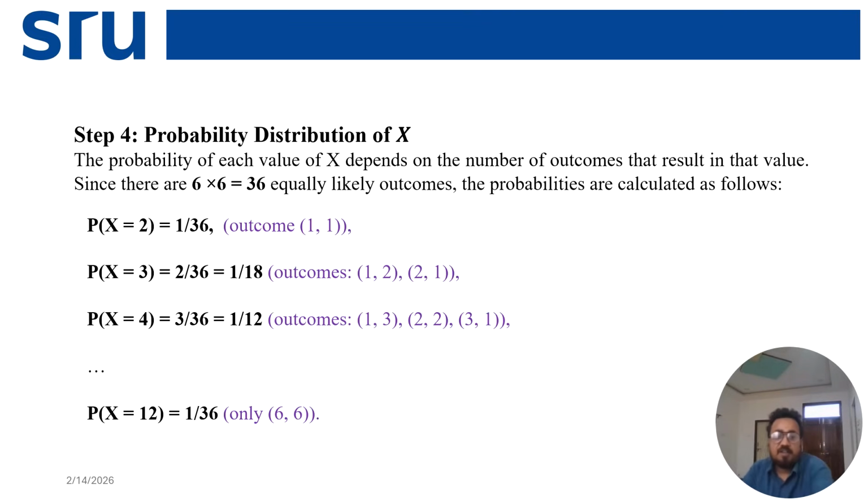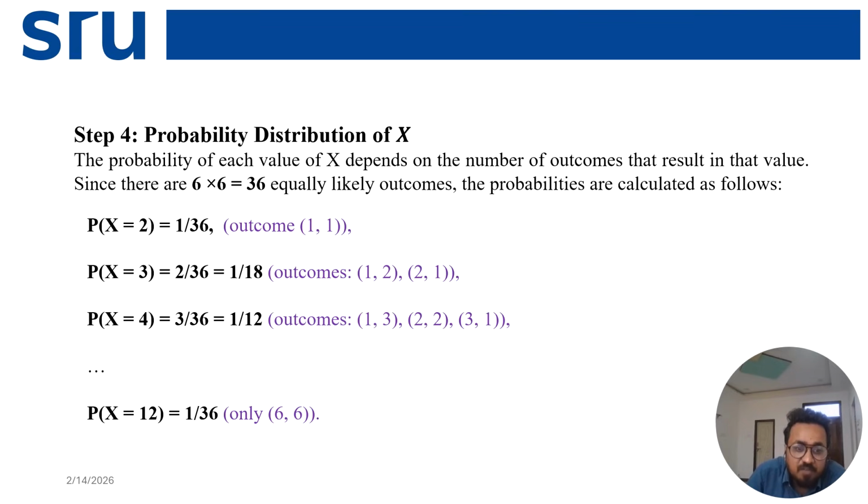So now we will find the probability distribution corresponding to each value of X. That is, for X is equal to 2, this is equal to 1 by 36. X is equal to 3, that is, the sum is equal to 3. This is only 1 comma 2 and 2 comma 1. For X is equal to 4, the outcomes will be 1 comma 3, 2 comma 2, 3 comma 1. So this is equal to 3 by 36, which is equal to 1 by 12.